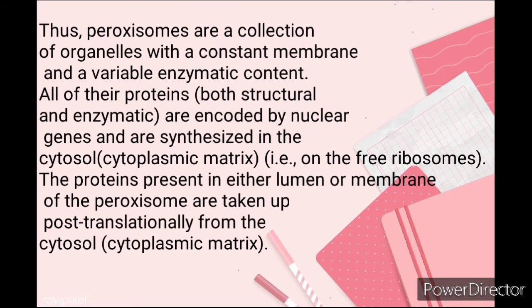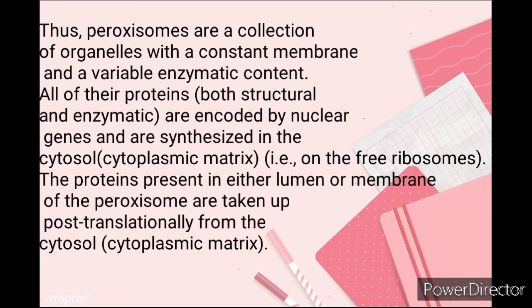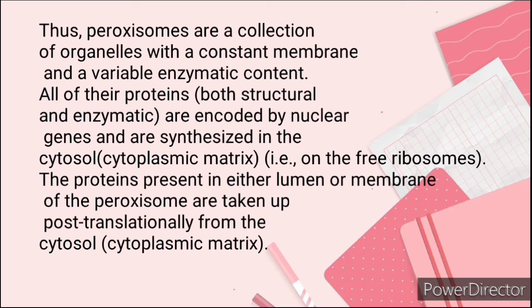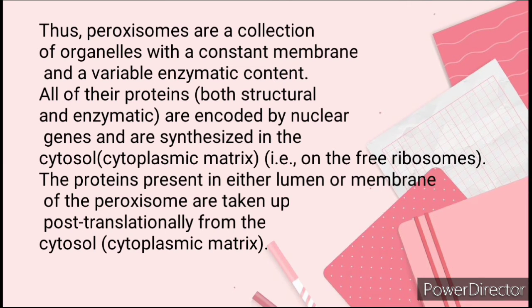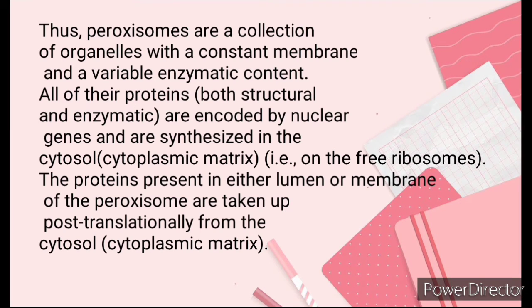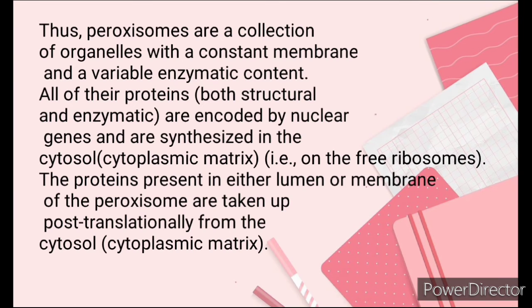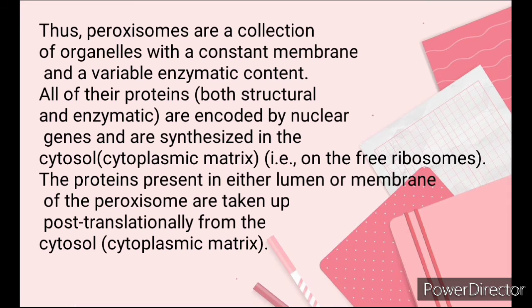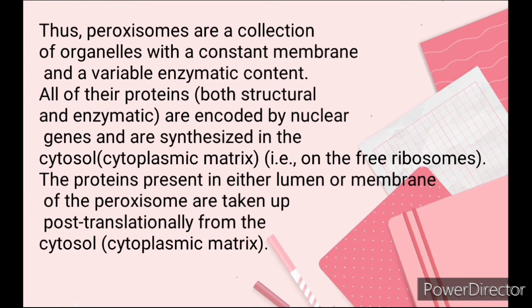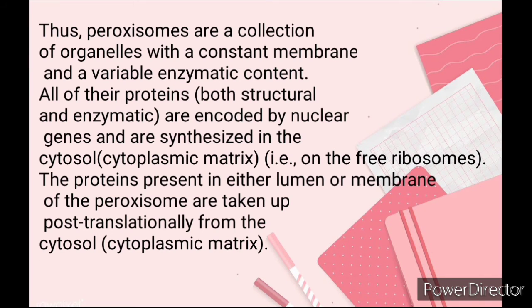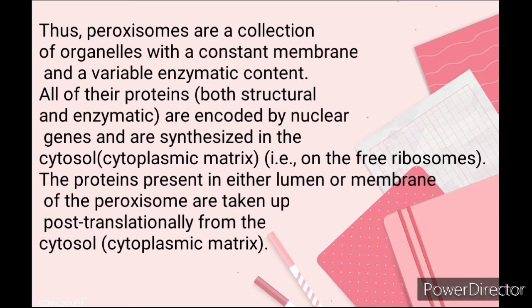Peroxisomes are a collection of organelles with a constant membrane and a variable enzymatic content. All of their proteins, both structural and enzymatic, are encoded by nuclear genes and synthesized in the cytosol or cytoplasmic matrix on free ribosomes. The proteins present in either the lumen or membrane of the peroxisomes are taken up post-translationally from the cytosol.